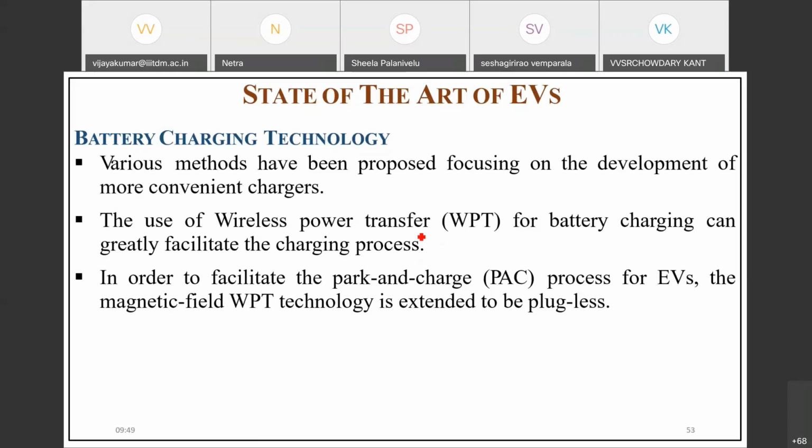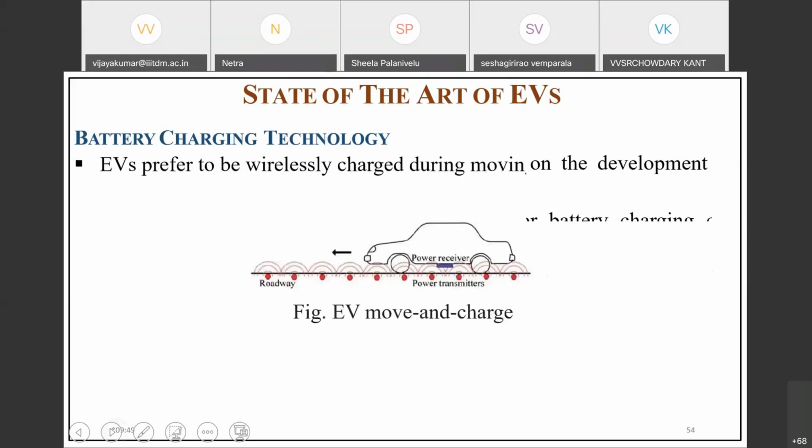Another thing in battery charging is park and charge. If you drive your vehicle to the office, you can park in the parking lot and your EV gets charged. Even if you connect at home, it can participate in the DRM process, the demand response management system. That is a huge opportunity in battery charging technology.